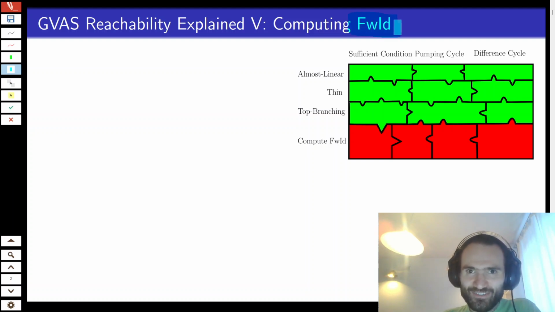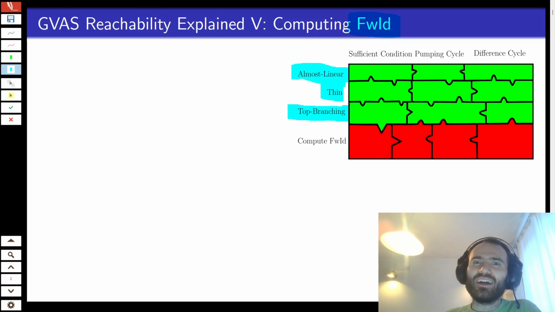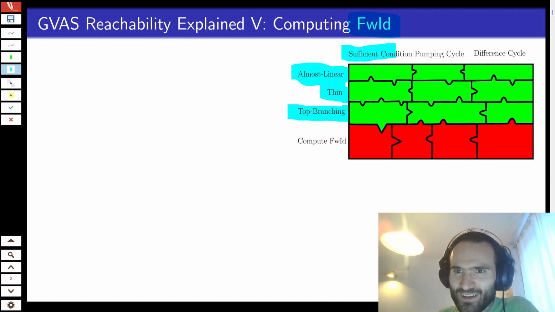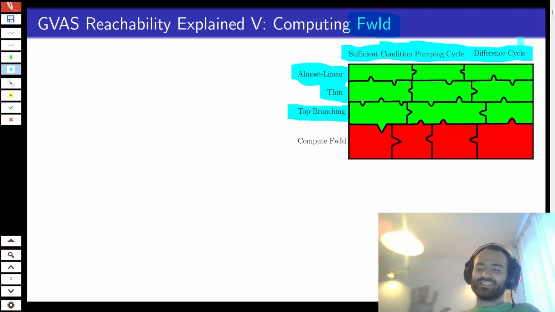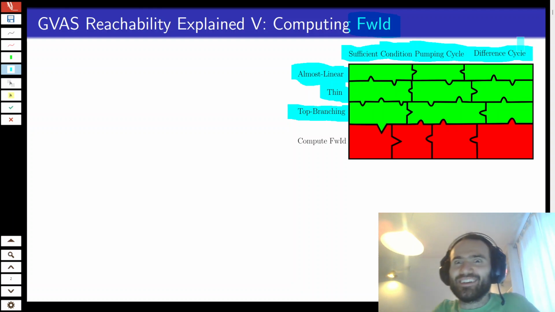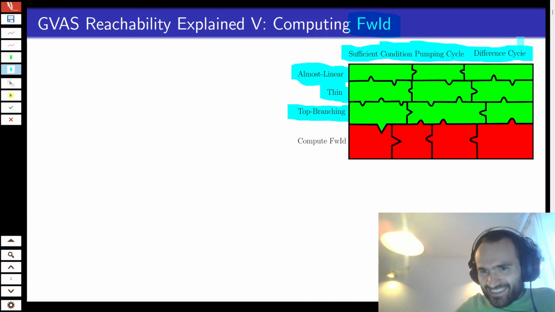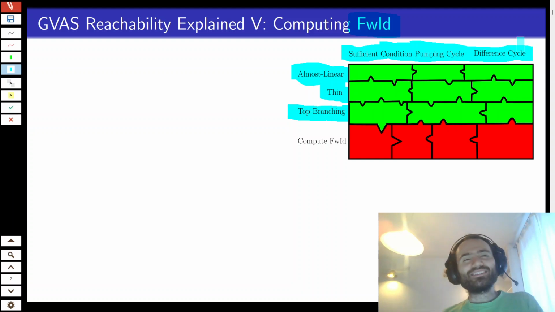Last time we defined the function forward ideal, and we showed that assuming this function is computable, we have a full algorithm at this point. Every single class, almost linear, thin top branching, has a sufficient condition. The pumping cycle is decidable. There is a decomposition procedure, and the same for different cycle. Decidable, and we have a decomposition procedure that decreases the rank. So this is the top 3 rows.